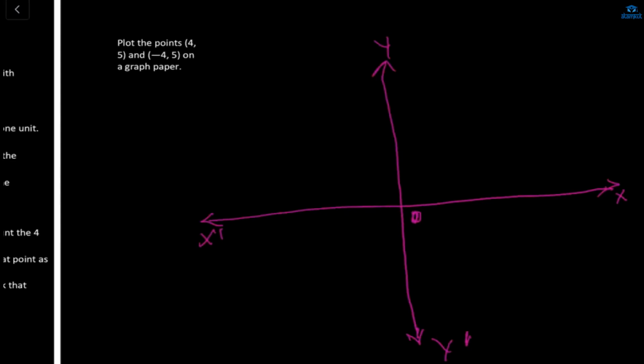So right now I have to represent 4, 5 and -4, 5. They are very small values, so I can take one cube as 1 unit. One cube is equal to 1 unit. You have to mention this. Sometimes when you are solving a problem and assuming in a graph that 1 is 1 meter, you write 1 cube is equal to 1 meter, or 5 meters. So always mention it in the graph so that it helps you in the calculation.